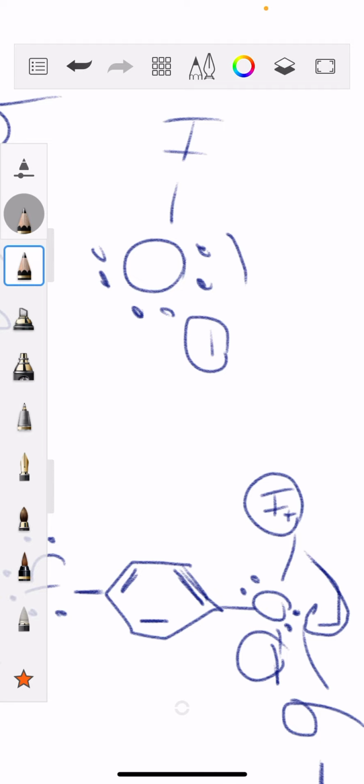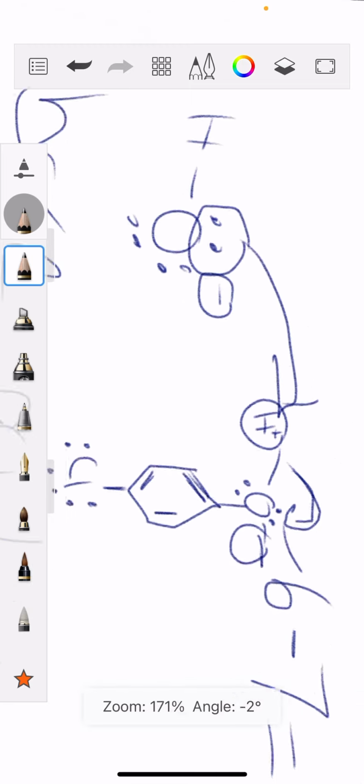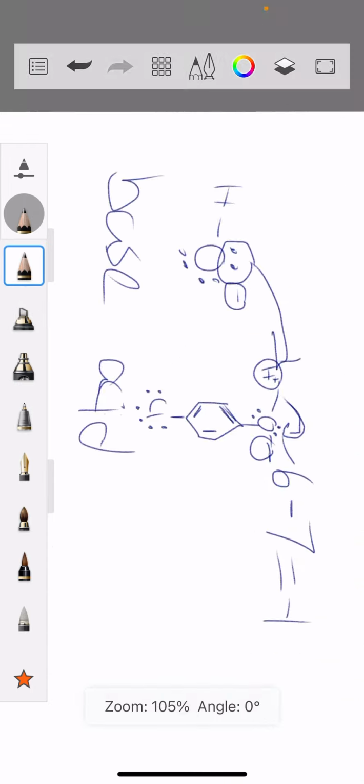So what it's going to do is it's going to grab one of its lone pairs, and we're going to draw a curved arrow to show that it's going to accept that proton. So that's how you show the curved arrows. That's how you know which one is a base and which one's an acid.